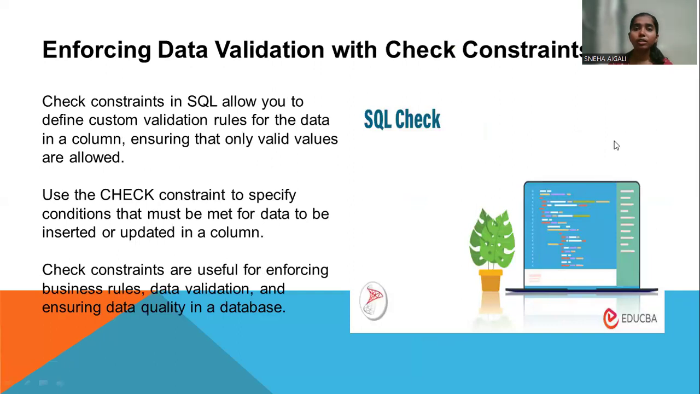Now, next up, we have enforcing data validation with the check constraint. The check constraint in SQL allows you to define custom validation rules for the data in a column, ensuring that only valid values are allowed. Use the check constraint to specify conditions that must be met for data to be inserted or updated in your columns. Check constraints are useful for enforcing business rules, for data validation, and for ensuring data quality in your database.